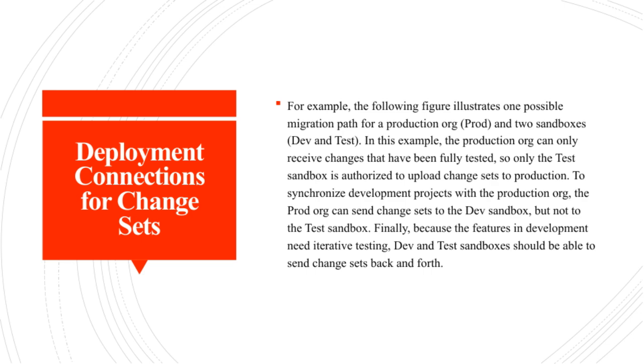Finally, since development often involves iterative testing and refinement, dev and test sandboxes need to be able to send change sets back and forth to each other. This bidirectional movement allows developers to test new features, make adjustments, and ensure everything works smoothly before final deployment. Overall, this setup emphasizes controlled, tested deployments, with clear pathways for changes to move between development, testing, and production, aligning with best practices for managing change sets effectively.